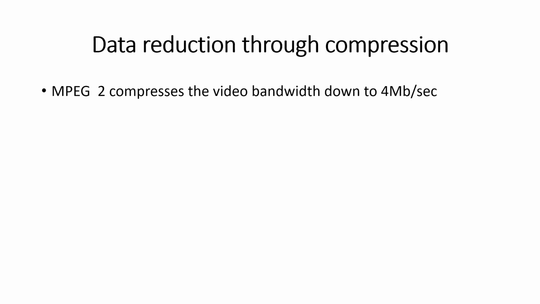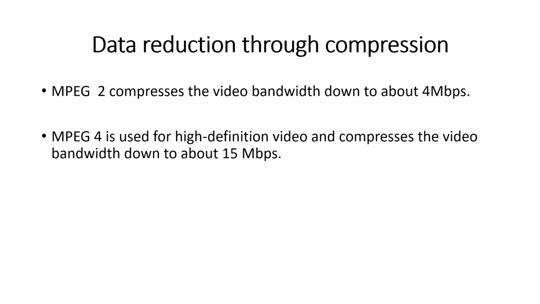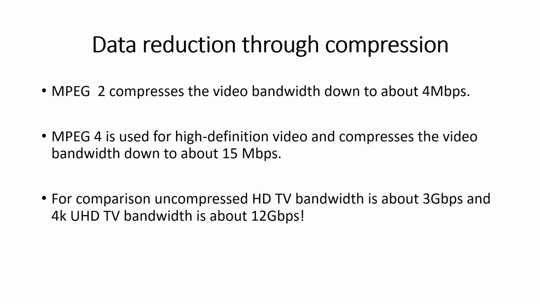MPEG-2 compresses the video bandwidth down to the required 4 megabits per second, which enables standard definition video to be transmitted in less bandwidth than is needed for analog TV. MPEG-4 is a more advanced compression standard which is used for high definition video, and this reduces the size of a high definition video signal down to about 15 megabits per second. The actual compression process is very much more complicated than described here, but this demonstrates the basic principles.